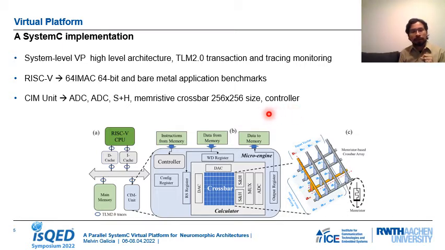As I said before, we implemented it using SystemC. So one of the things that we can take full advantage of is doing TLM transactions and tracing monitoring. In all these marks that you can see here, we are doing some tracing that will help you to quantify, to have statistics of usage of your system while it is executing a given application.